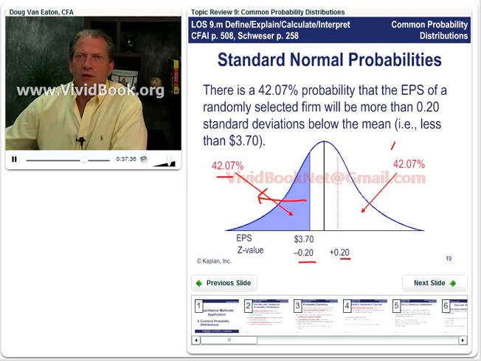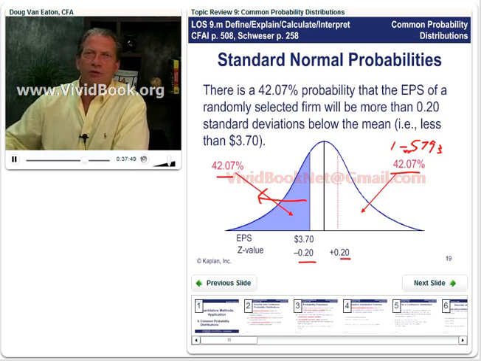Let's pretend it is for our purposes here, okay, 0.5793. And that's also going to give you this value right here. So that's how we can use these probabilities from the tables.